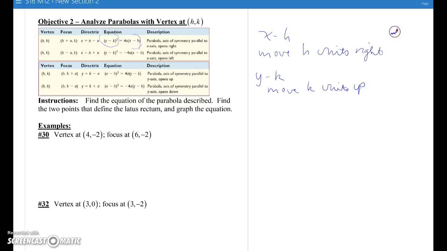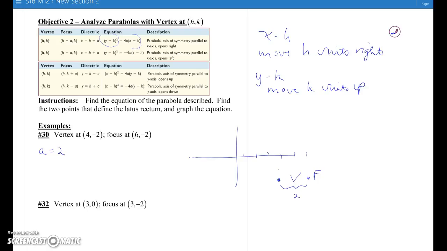So number 30, we have the vertex is at 4, -2. So I'm going to go 1, 2, 3, 4, -2. So here's my vertex. And my focus is 6, -2. So here's my focus. So I can already see that my distance between vertex and focus is 2, and that's my a.